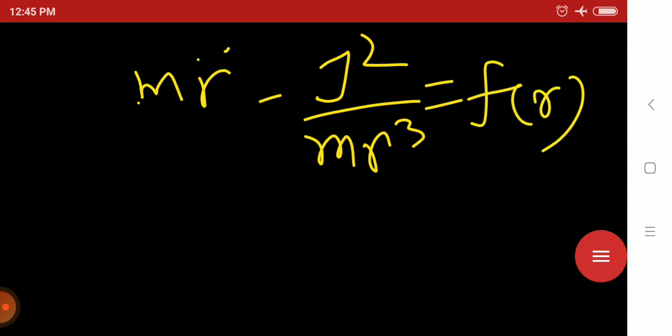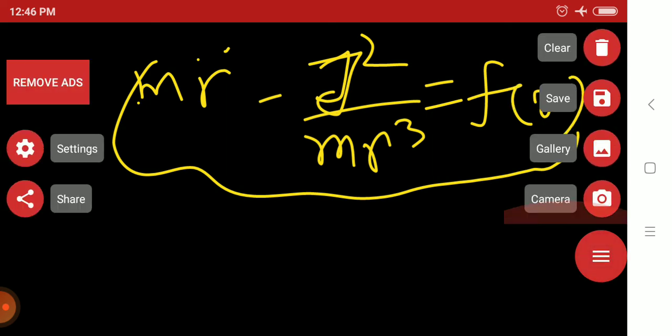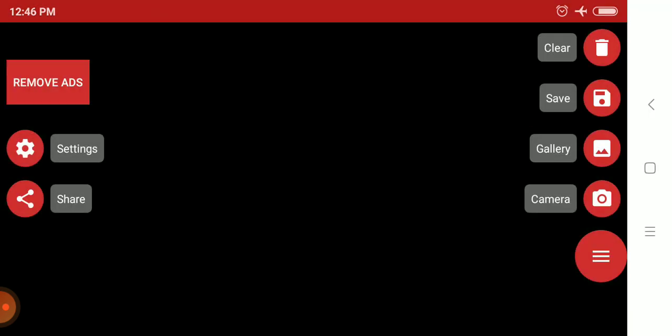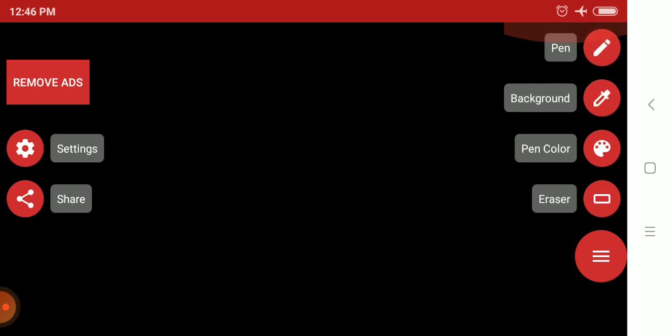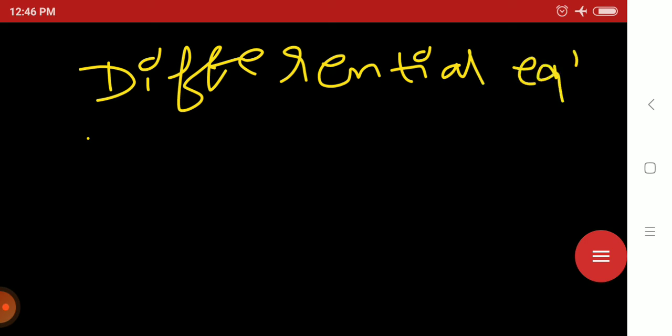We have this equation of motion for a particle of mass m moving under central force, which can be written in this form also: mr double dot minus j square by mr cube equals f of r. So our main concern is, how can we write the differential equation of orbit? I am not going through the total derivation. I am discussing the result, which will be very important for solving any differential equation of orbit.